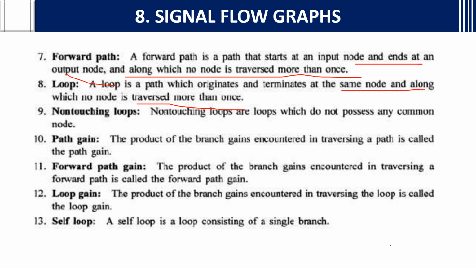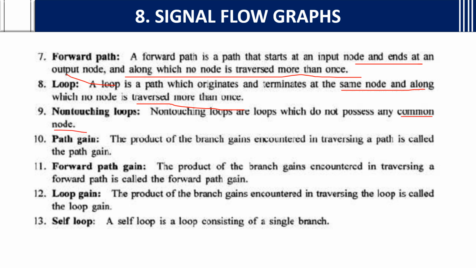Non-touching loops are loops which do not possess any common node. For example, on a line, there are 2 points like this, where there is one loop here and one loop here. Then there is no common node, so they are non-touching loops. For example, if this loop is connected to here, then there is a common node for this loop and this loop. So these are touching loops. They are not non-touching loops. Non-touching loops means loops which do not touch each other and do not have a common node.